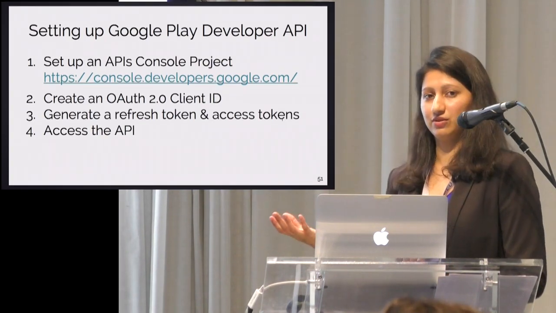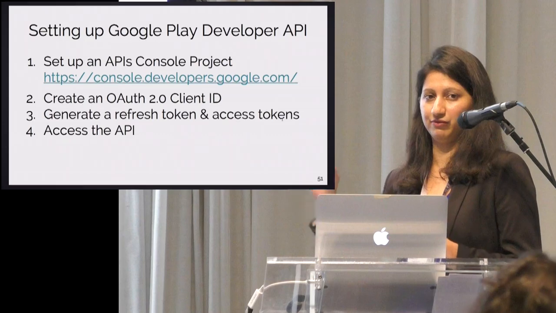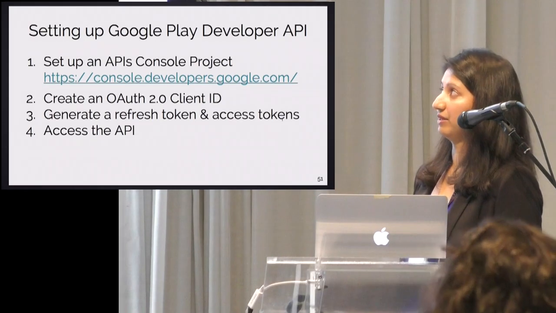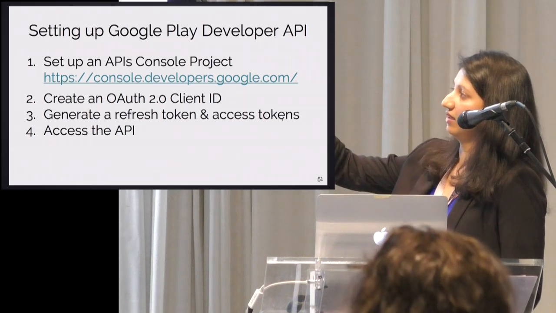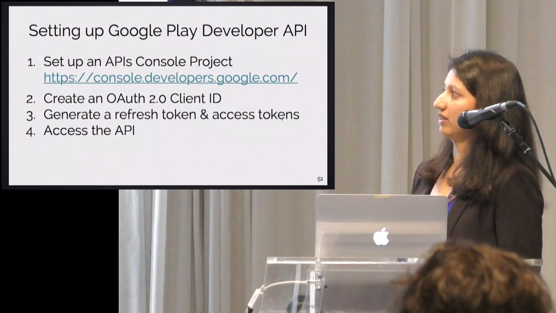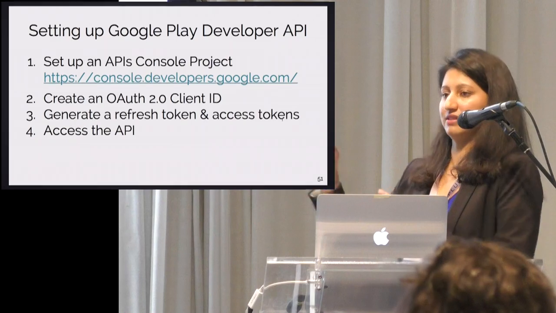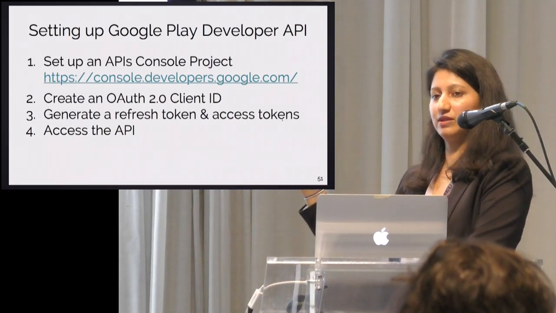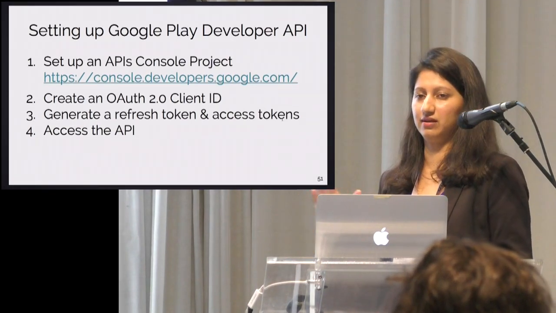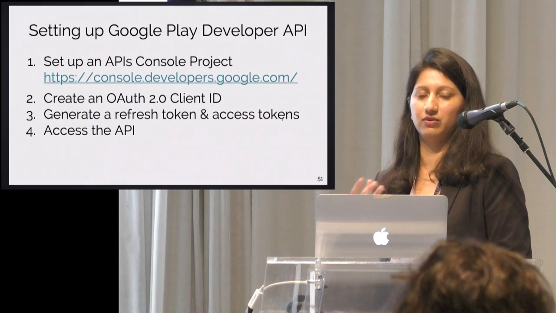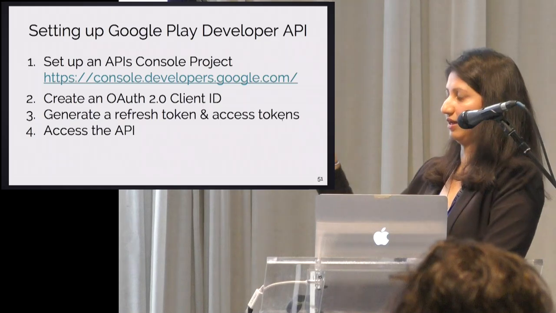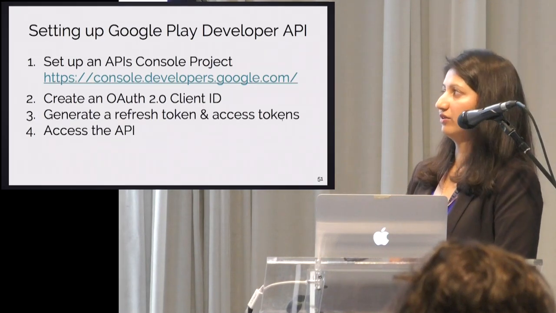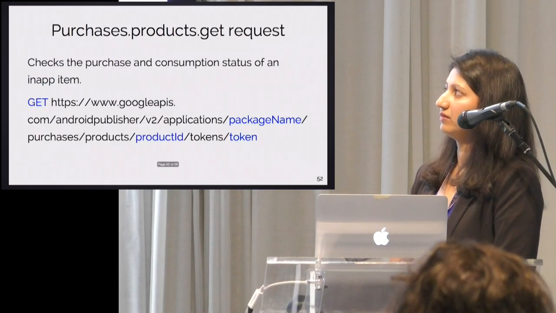There's yet another console that you would want to set up if you want to use Google Play Developer API. That is the API console. So go to this link, create an OAuth 2.0 client ID, and just basically set up the OAuth 2.0 workflow. It's beyond the scope of this talk, but Google Play Developer API uses OAuth 2.0 authorization protocol, so just make sure you set that up. After you do all of that, you can access the API.